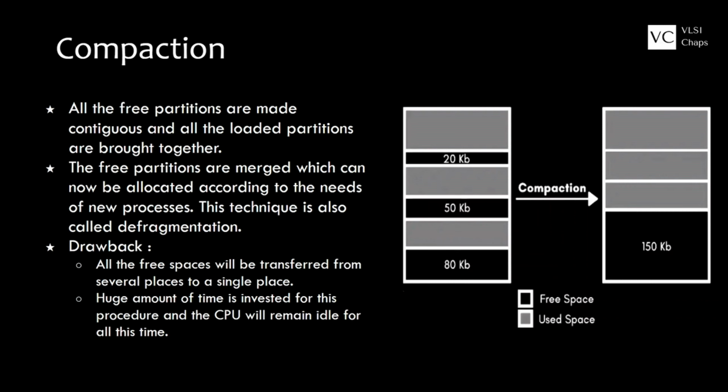So there are ways that we can use particular techniques by which we can make CPU utilization more effective. In the case of contiguous allocation there are limitations, but in the next video we will see non-contiguous techniques in which all these drawbacks are solved.